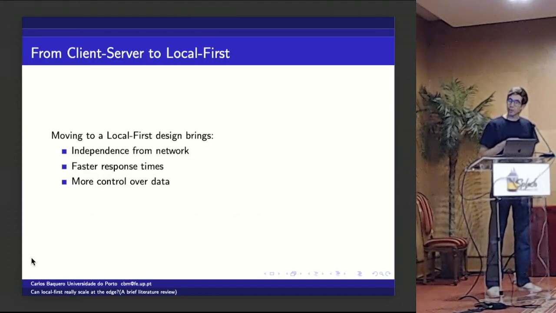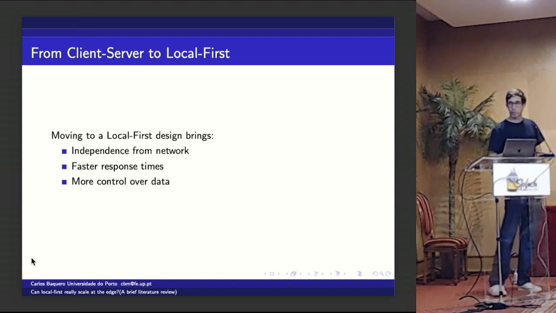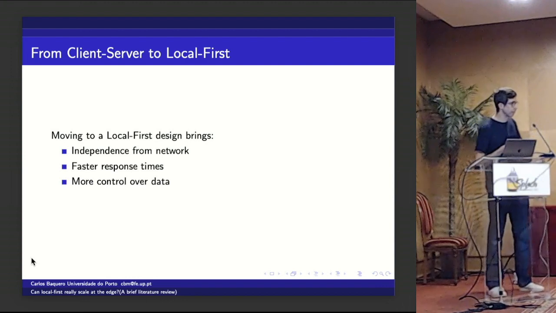So what's the connection from local first? So I guess the crowd here, we all want to go from client server to local first. We want the good properties of local first. I try to bring some from memory: independence from network, faster response times, more control over data. So see, these are some of the nice things.